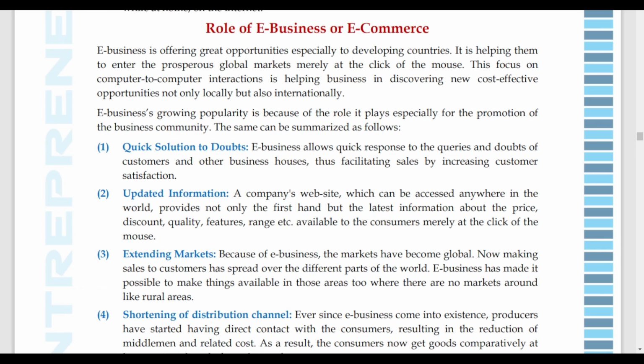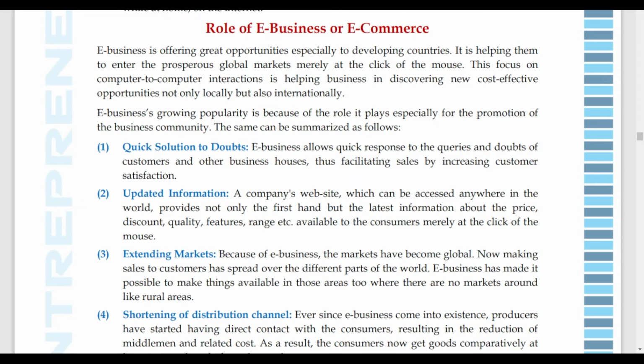Role of e-business or e-commerce. E-business is offering great opportunities especially to developing countries. It is helping them to enter the prosperous global markets merely at the click of the mouse. This focus on computer-to-computer interactions is helping business in discovering new cost-effective opportunities not only locally but also internationally.